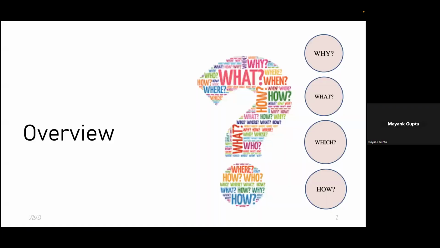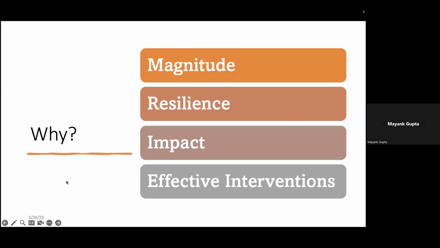So this is the brief overview of my presentation. I'll be discussing why interventional pain management is important in the management of cancer pain, or where the intervention stands within the whole spectrum of care that we give for cancer pain. What are these interventions? Which interventions to select for which patient?